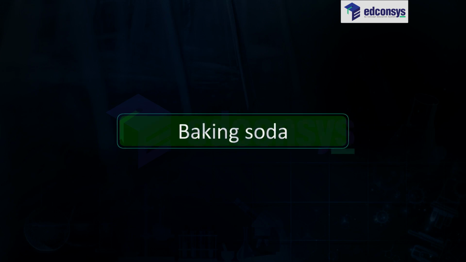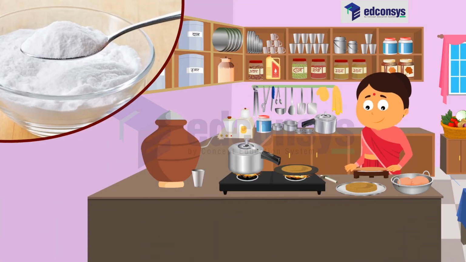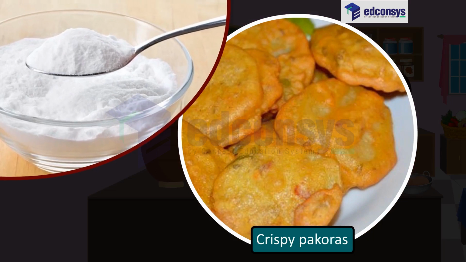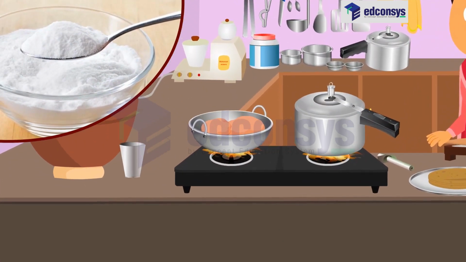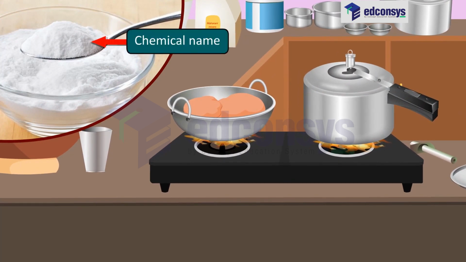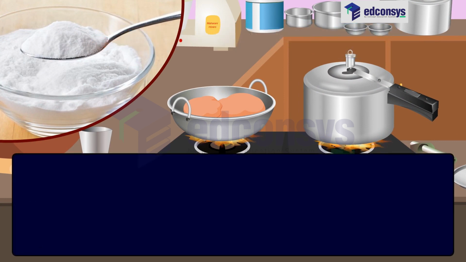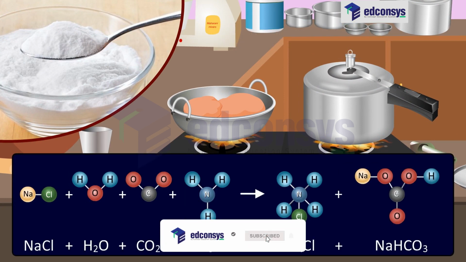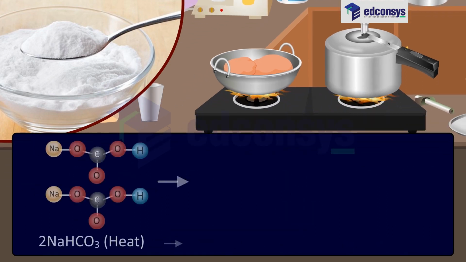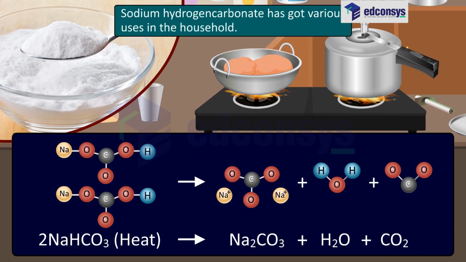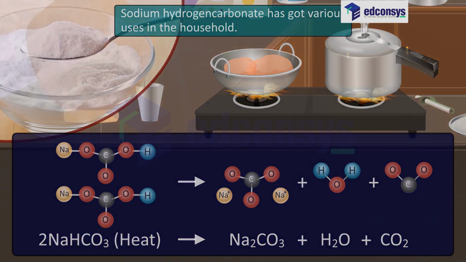Baking soda. The soda commonly used in the kitchen for making tasty crispy pakoras is baking soda. Sometimes it is added for faster cooking. The chemical name of the compound is sodium hydrogen carbonate. It is produced using sodium chloride as one of the raw materials. The following reaction takes place when it is heated during cooking. Sodium hydrogen carbonate has got various uses in the household.